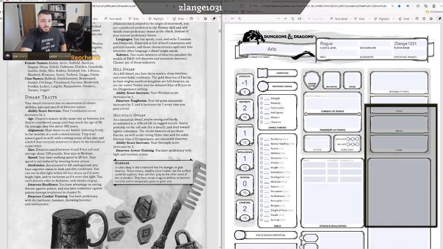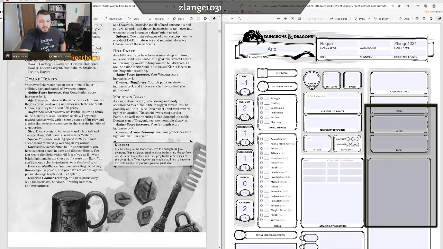So you've got your dwarf's age. Dwarves mature at the same rate as humans, but they're considered young until they reach the age of 50. On average, they live about 350 years. You can roleplay that however you want. You can be a 25-year-old dwarf going out adventuring, or you can be a 300-year-old dwarf going out adventuring. Does not matter. Some people get finicky about it. Whatever. Alignment, we don't worry about.